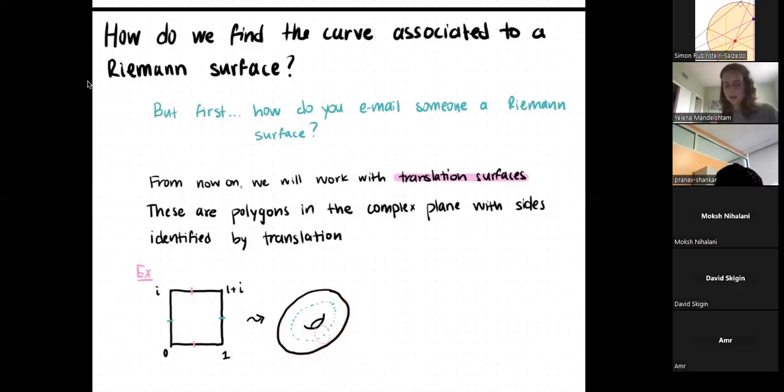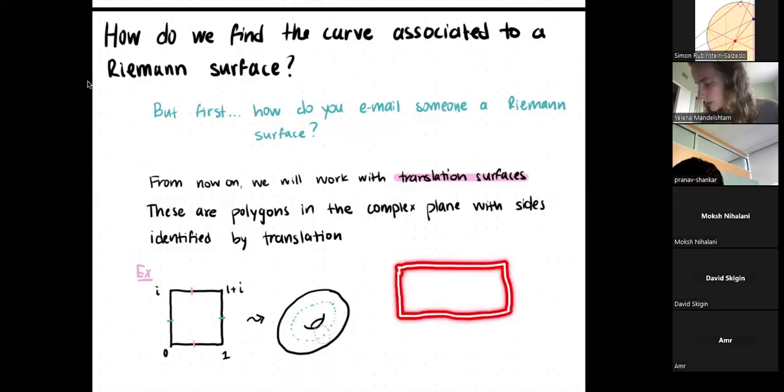So that's a way. This I can email. I can say the endpoints of my polygon are these ones, and the sides that I identify are these sides. You can go as complicated or crazy as you want with your polygons. You just need to say which sides get identified, and then you get different shapes. And of course, if I draw this square, that's different from drawing a rectangle, for example, with endpoints 0, 3, i, and 3 plus i.